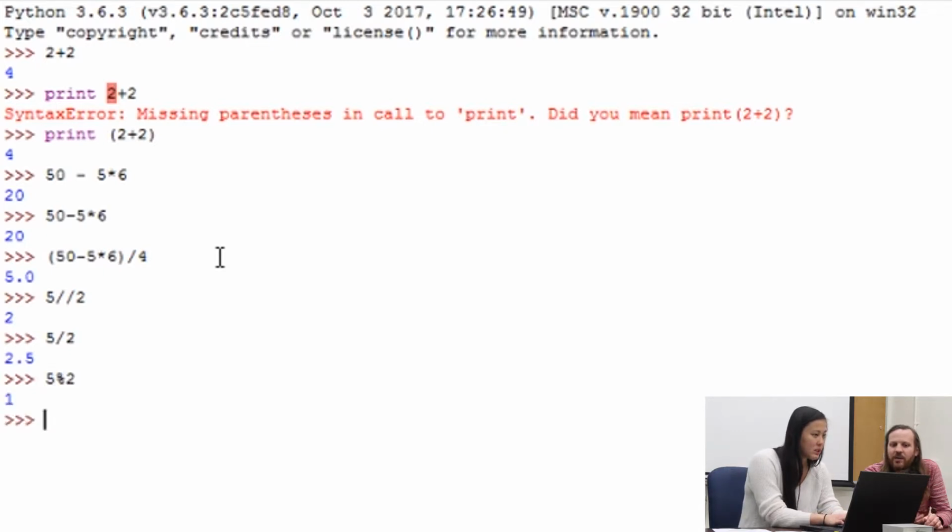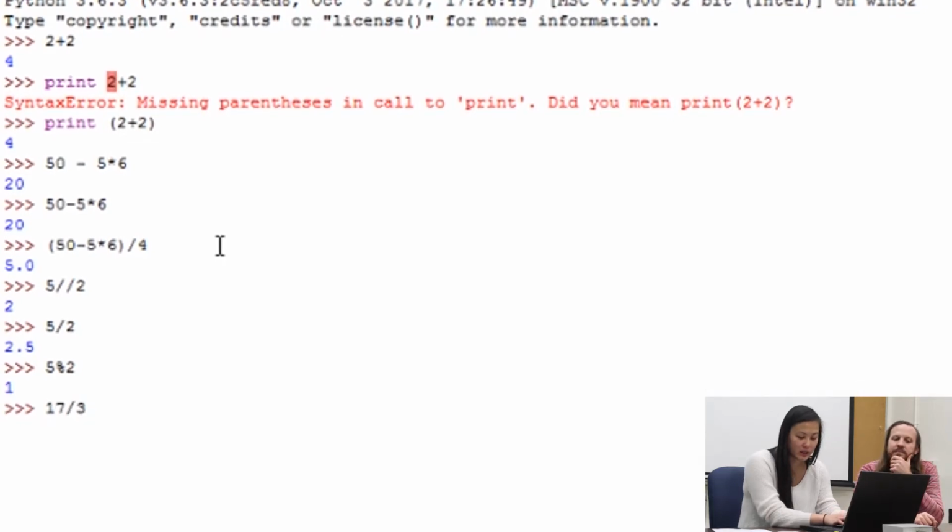That gives you 1. Oh, that would give you the mod, because 2 is the answer and then 1 is the remainder. But we can just move on to the other examples you had prepared. Yeah, so the next example is going to be 17 divided by 3.